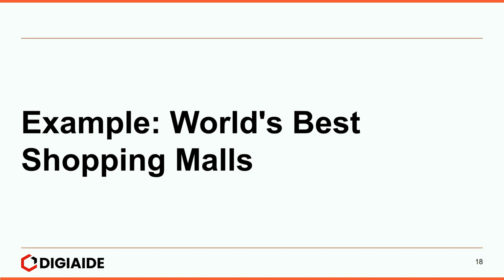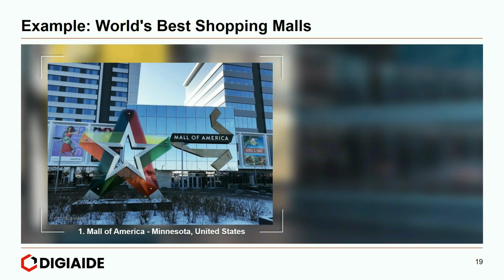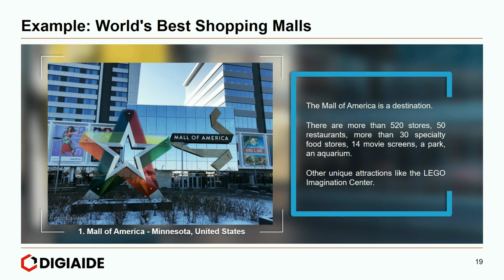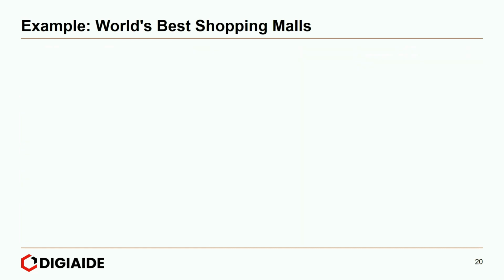Moving on to some examples which entail the world's best shopping malls. Let's start with the first one, Mall of America in Minnesota, United States. The Mall of America is a destination. There are more than 520 stores, 50 restaurants, more than 30 specialty food stores, 14 movie screens, a park, and an aquarium. Other unique attractions like the Lego Imagination Center are also part of the mall.